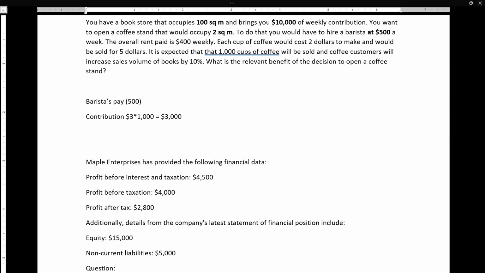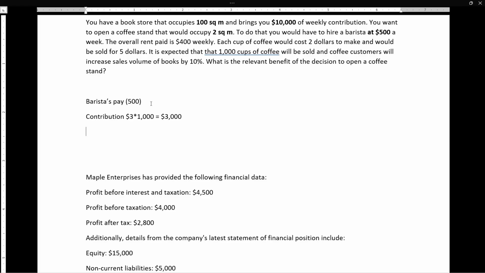And coffee customers will increase sales volume of books by 10%. Well, the sales that would contribution with a plus sign, then books extra sales would be, well, actually, we are taking not sales, but contribution. So we need to take sales and we need to take this variable cost. But in this case, when we're told that it brings us 10,000 weekly of contribution, we just take 10,000 and multiply it by 10%. So it's 1,000 more.